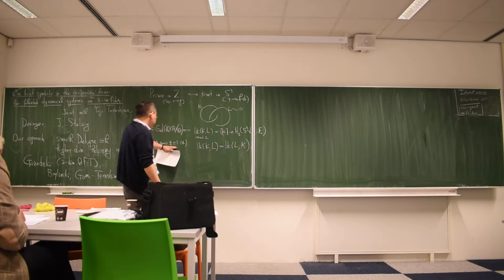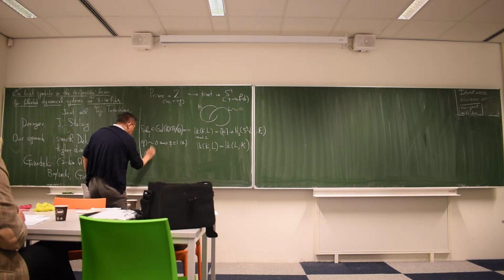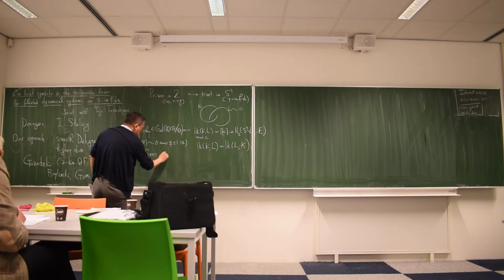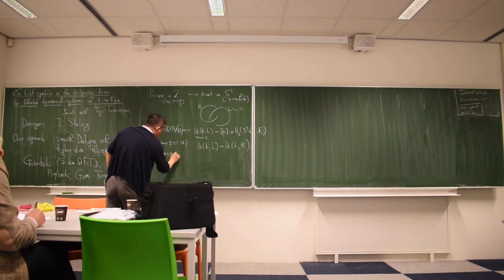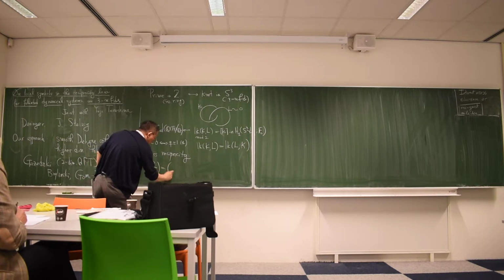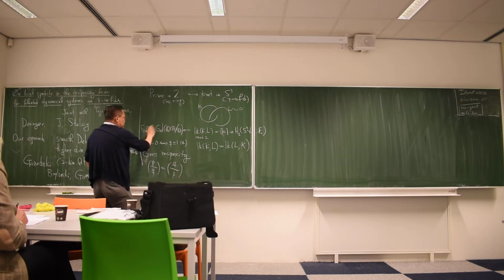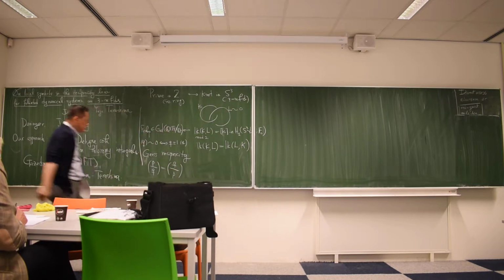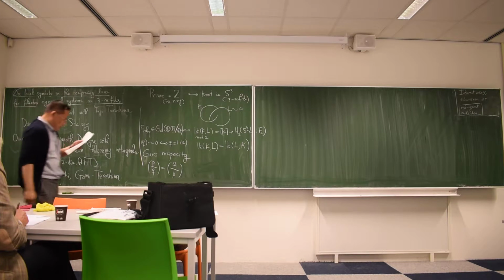So in this situation we have the Gauss reciprocity. That is a symmetry of the Legendre symbols, because the Frobenius here is nothing but the Legendre symbol.